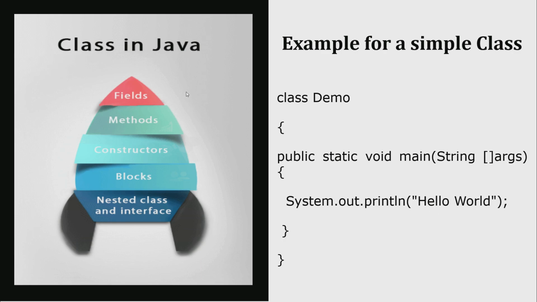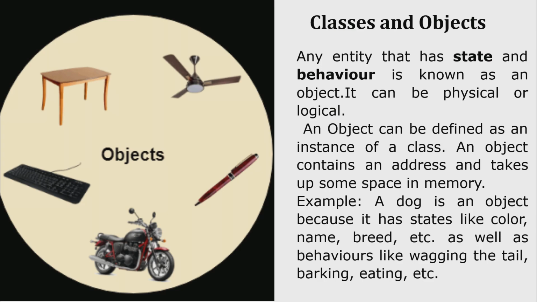A class can contain fields, methods, constructors, blocks, nested classes and interfaces. So what are objects? An object is a real-world entity. It contains its own properties, that is its state, and behavior. It is a physical or logical entity, hence it will occupy space in your memory. An object can be defined as an instance of a class.